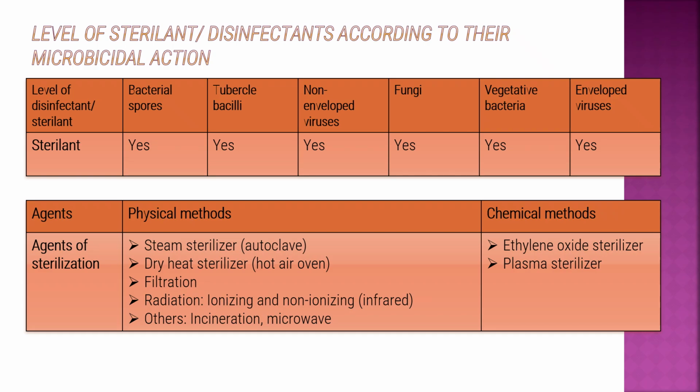So examples are the physical methods: steam sterilizer, that is autoclave; dry heat sterilizer, that is hot air oven; filtration; radiation, ionizing and non-ionizing; others like incineration and microwave. In chemical methods, ethylene oxide sterilizer and plasma sterilizer.